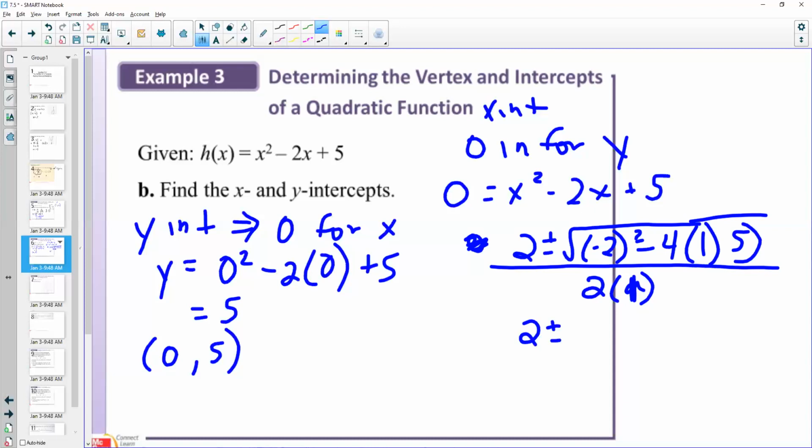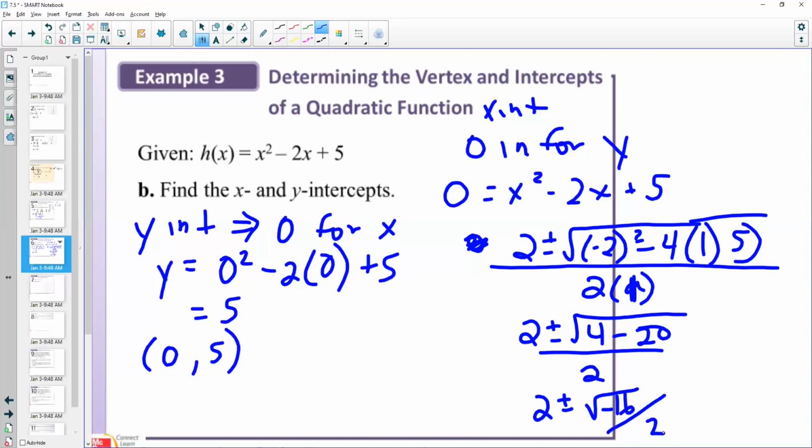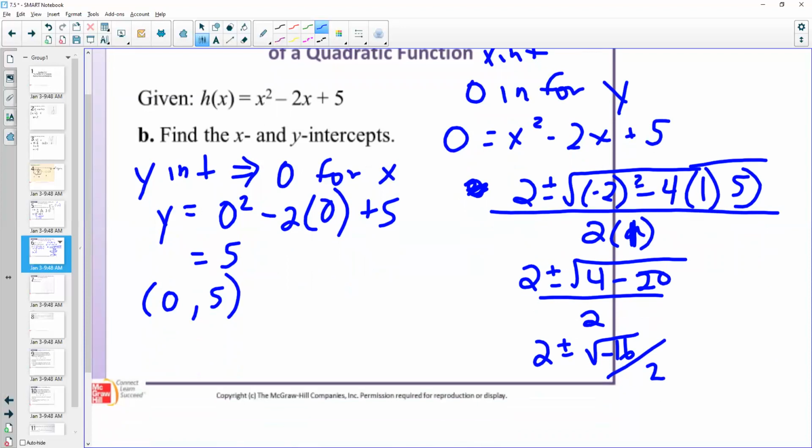So 2 plus or minus the square root of 4 minus 20 over 2 is going to get me 2 plus or minus the square root of -16 over 2. Oh, that's not good. It's not bad, but whatever. That's going to be 2 plus or minus, and I'm going to simplify that square root of -16 into 4i, over 2. I can cancel a 2 out of everybody, here, here, and here. So it's going to give me 1 plus or minus 2i.